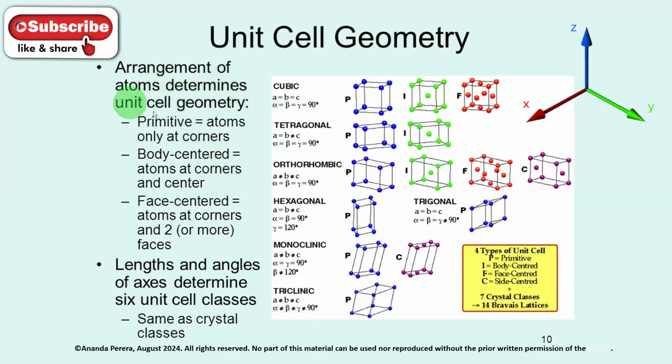Arrangement of atoms determines unit cell geometry. Primitive means atoms only at corners. Body-centered: atoms at corner and center. Atoms at corner and center is body-centered. Face-centered: atoms at corners and 2 or more faces. Lengths and angles of axis determine 6 unit cell classes, same as crystal classes. It is mentioned here. This is unit cell geometry.